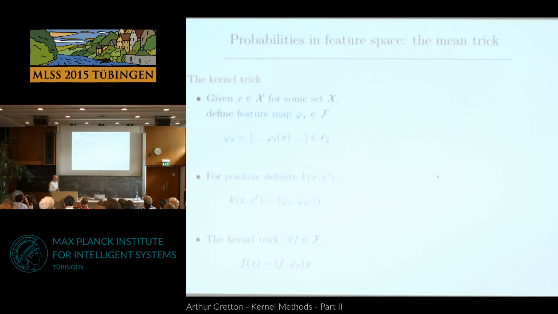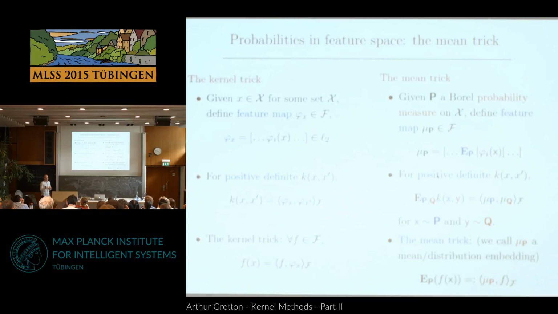Okay? So here is the kernel trick from a couple of lectures ago. I have a point, and I map it to some feature space. The features have to be square summable to make sure that their dot product doesn't blow up. My kernel is the inner product between features, and I can evaluate f at a point by taking the dot product of f and its features, okay? So this we all know.